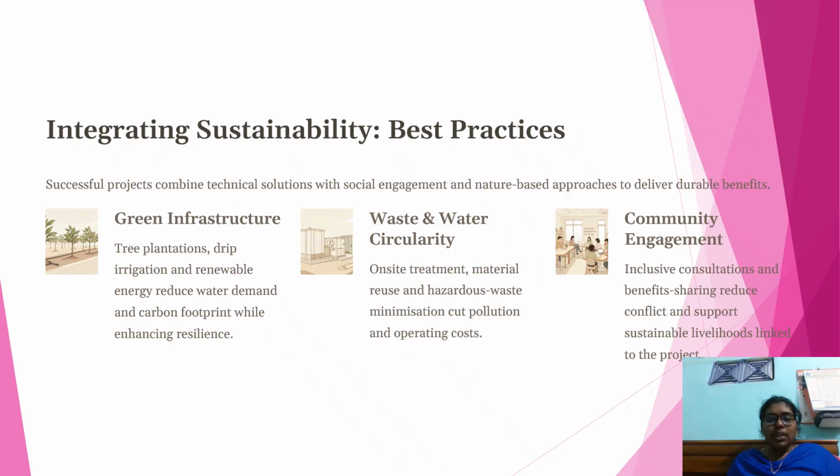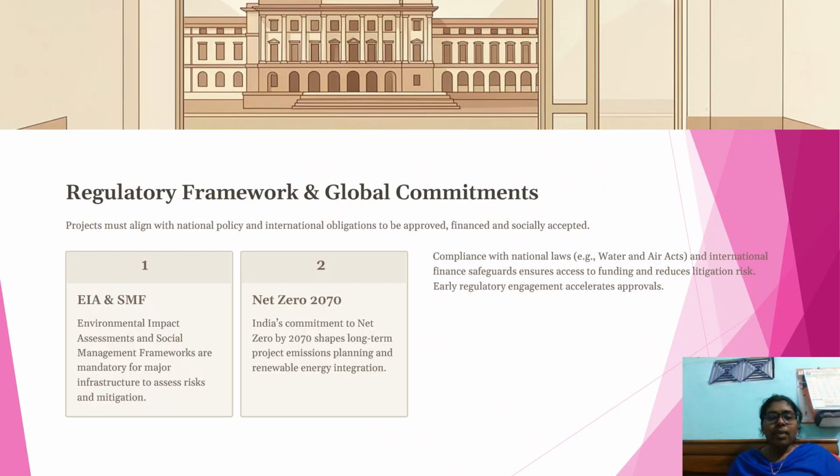Integrated sustainability best practices mean green infrastructure, wastewater stewardship and community engagement. Green infrastructure means tree planting, drip irrigation and renewable energy, which reduce water demand and cut carbon footprint while enhancing resilience. Water stewardship means on-site treatment and reuse, reducing and minimizing pollution and operating cost. Inclusive construction means benefit sharing, reduced conflict, and support for sustainable livelihoods linked to the project.